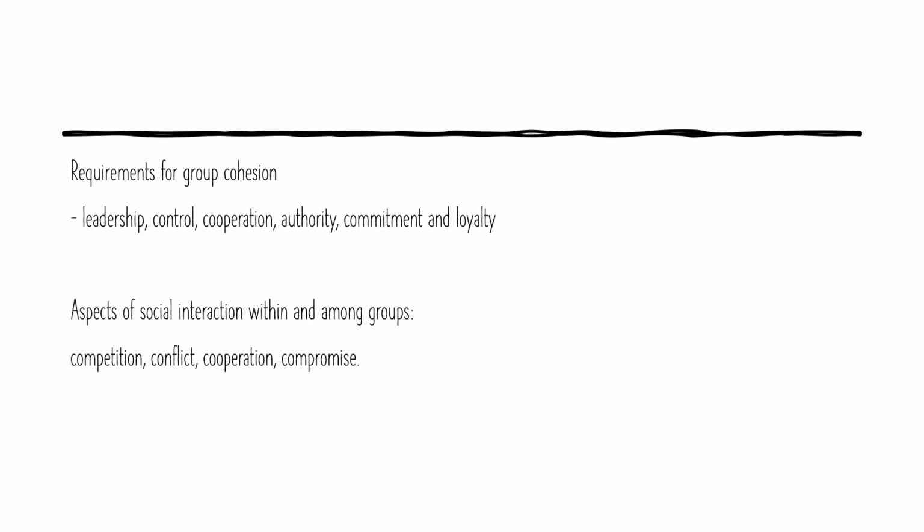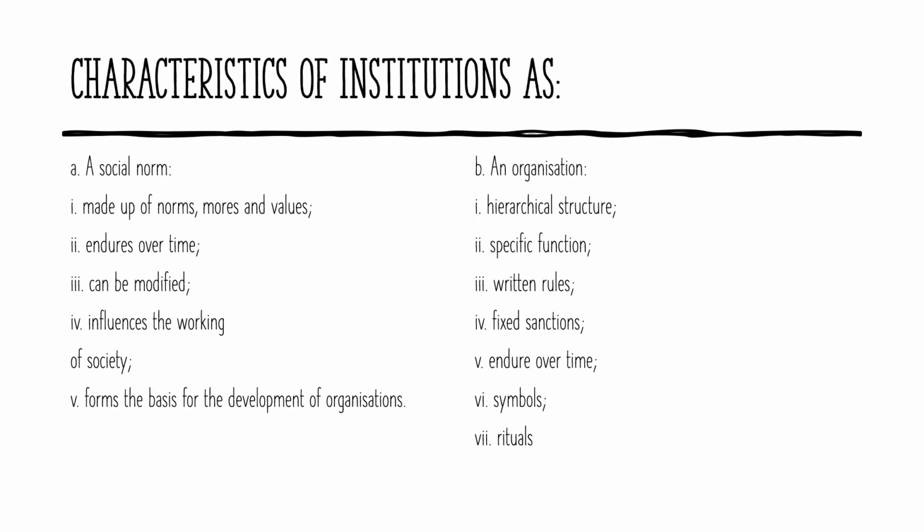Next up, we have requirements for group cohesion. How is it that a group will function? One is leadership, then we have control, then we have cooperation, authority, commitment, and loyalty. Now, what are some of the aspects of social interaction within and among the groups? One, there is competition, then there is conflict, there is cooperation, and of course, there is compromise.